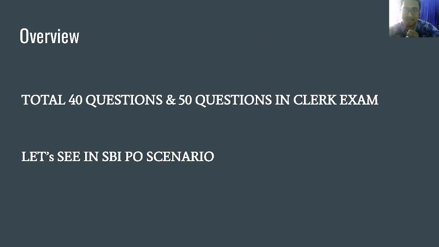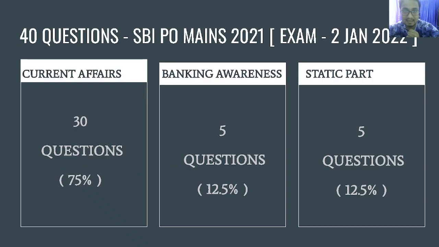Basically, in PO exams there are only 40 questions, and in clerical exams there are 50 questions. Let's take the first SBI PO scenario. This year's mains exam was held on 2nd January 2022, and 30 questions came from current affairs, 5 from banking awareness, and 5 from the static part. So the major role is played by current affairs.